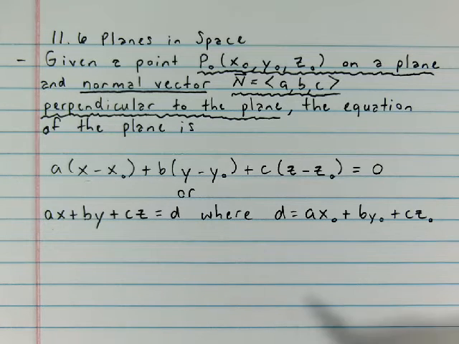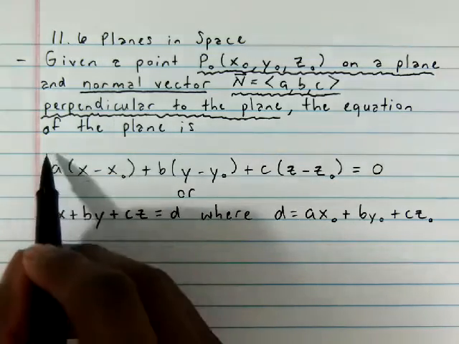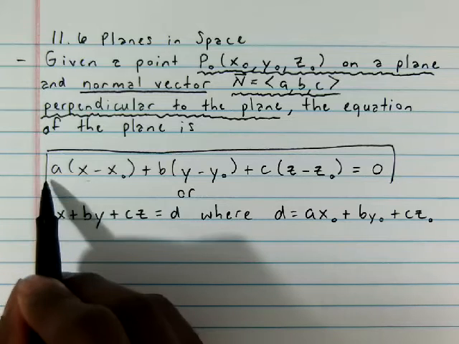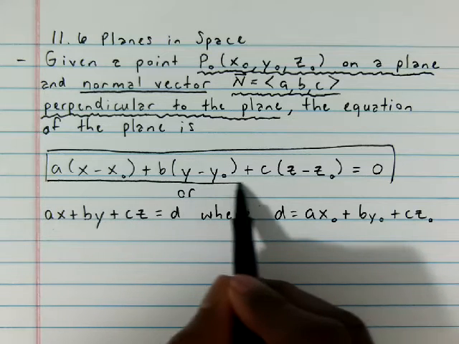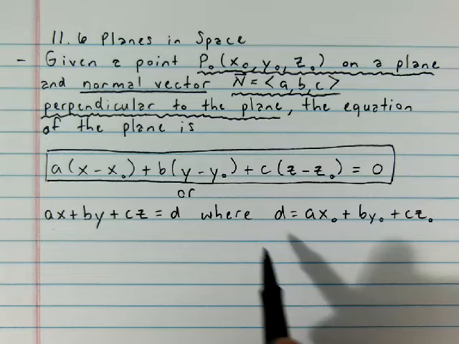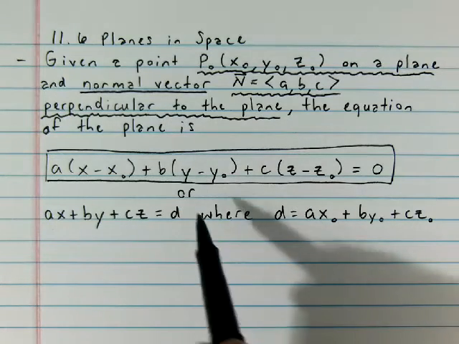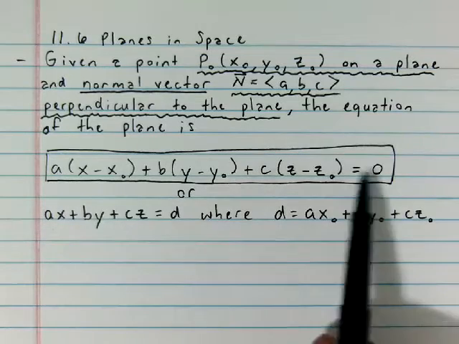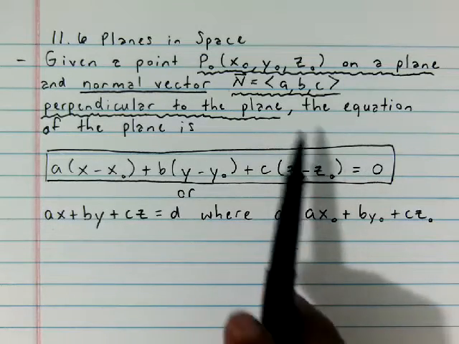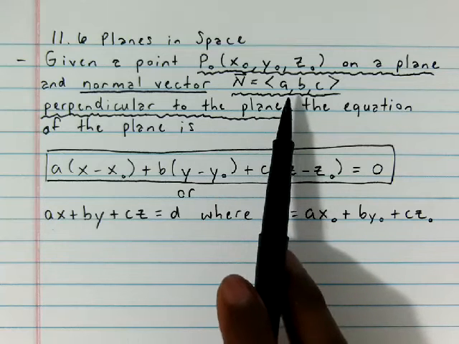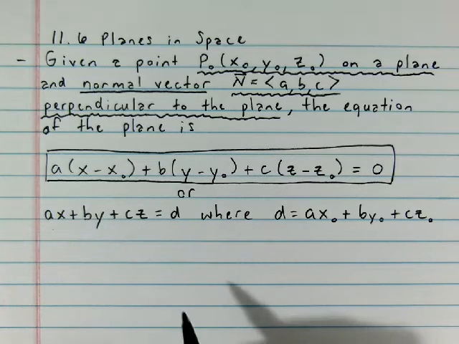All right, so a couple of things to keep in mind. So let me put boxes around these. A lot of times I avoid putting boxes around the equation of a plane and lines because yes, this is important, but this is completely useless if you forget that you need a point on the plane and a normal vector to the plane. So you have to remember that along with this formula.